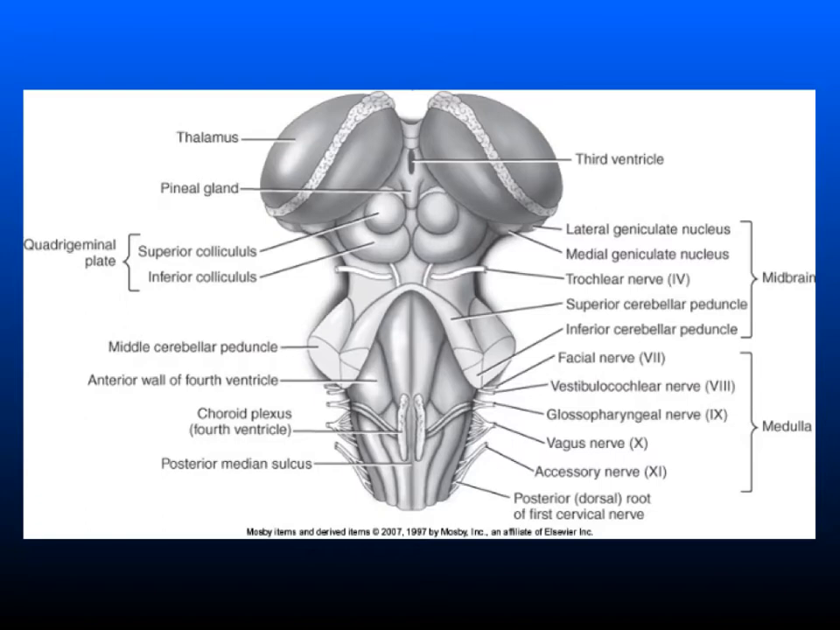Second, this is the posterior view of the brainstem. We were looking at anterior. This is the posterior view, again showing the different nerves coming out of it.